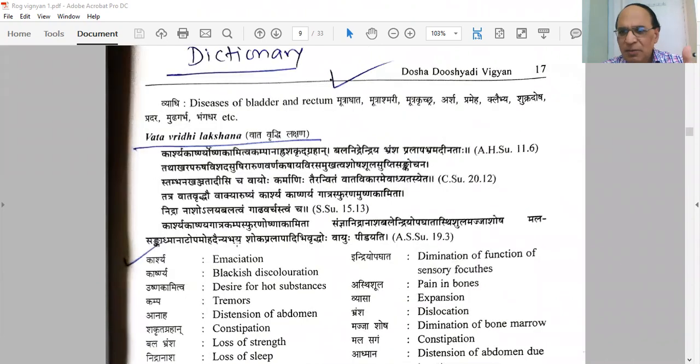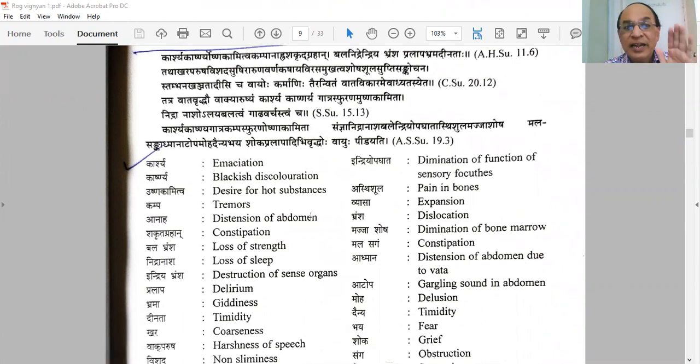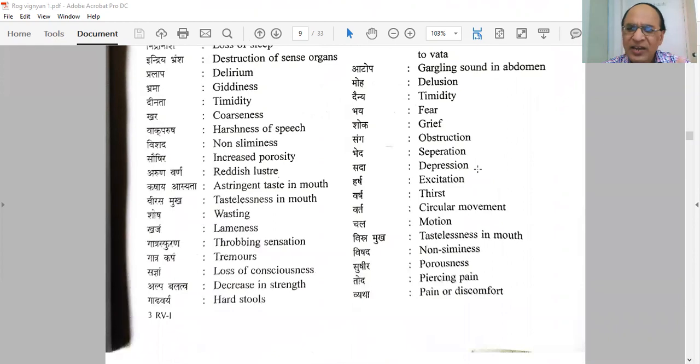Okay. See some of the points. Number 70, you can see the shloka is there. The most problem is for the English medium and Hindi medium students, they don't understand this Sanskrit. That's why the author has given parallel English words for all Sanskrit words. And this is not only on this page, everywhere, wherever there is a Sanskrit shloka, he has given it like a dictionary. Karshya is emaciation, Karshnya is a blackish discoloration, Indriyopaghat means diminution of function of sensory organs. All these things are translated very nicely.